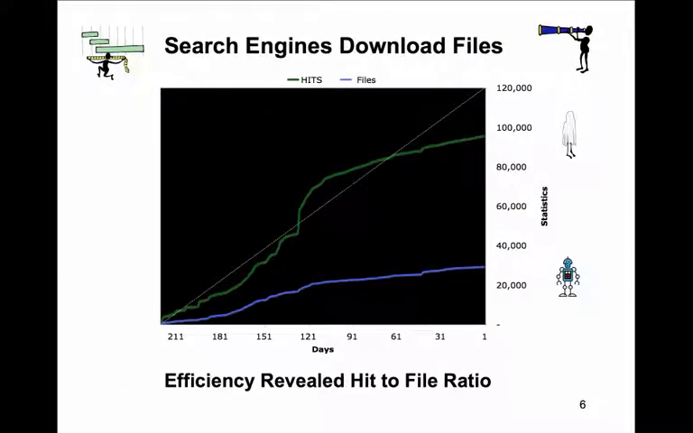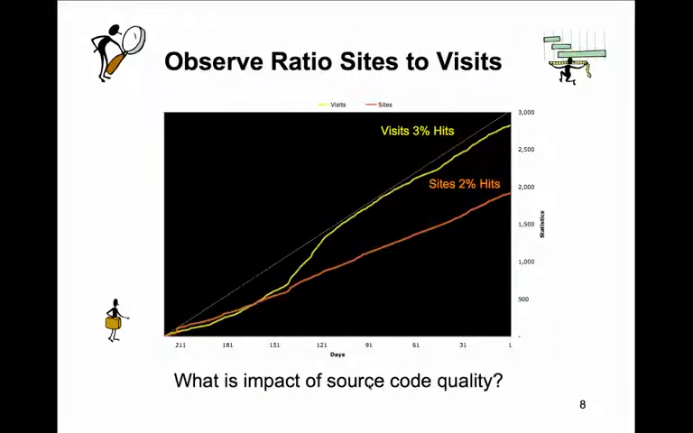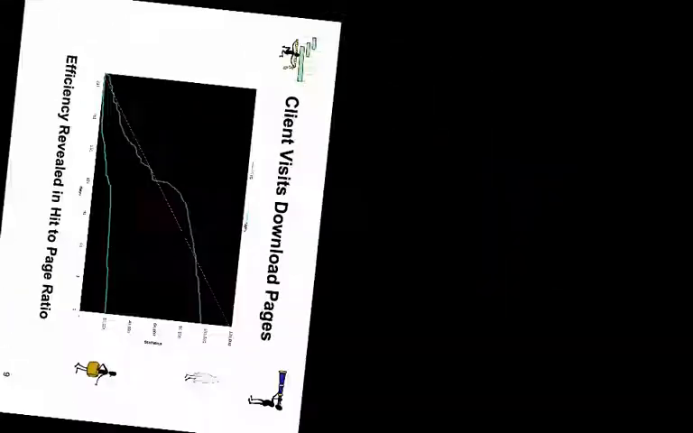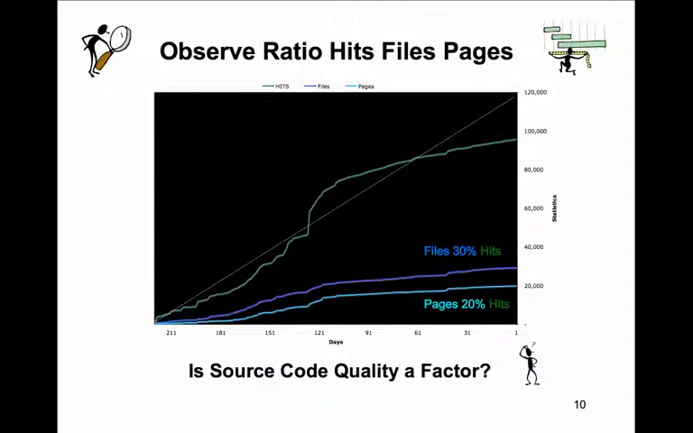The first clue about the quality of your source code is revealed in the hit-to-file ratio. Unique client visits and client revisits are revealed in the number of pages that are downloaded. A second key statistic to become familiar with are the number of visits and site visits per hit. A clue about client efficiency is revealed in the hit-to-page ratio. That's it. There are just a few facts to know before and after validation to determine the effectiveness of the code being served on your website.